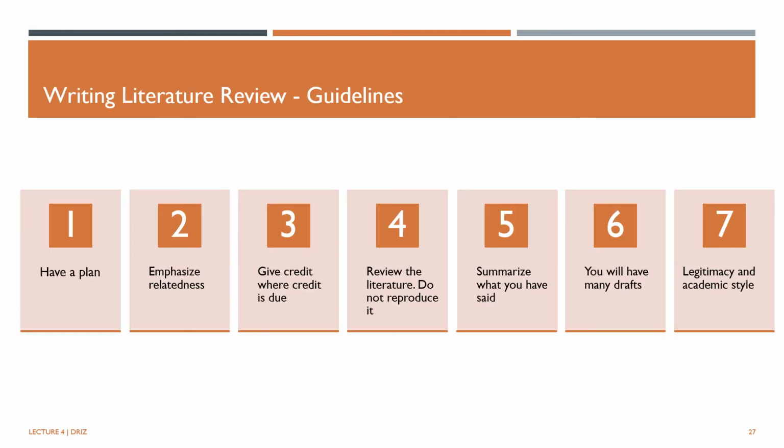Now we will look at some guidelines on how to write your literature review. 1. Have a plan. 2. Emphasize relatedness. 3. Give credit where credit is due. 4. Review the literature. Do not reproduce it. 5. Summarize what you have said. 6. Remember that your first draft will almost certainly not be your last draft. And 7. Legitimacy and academic style.